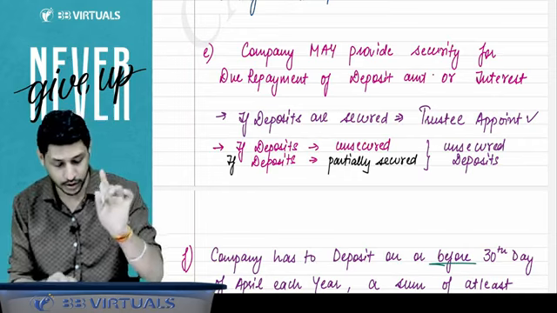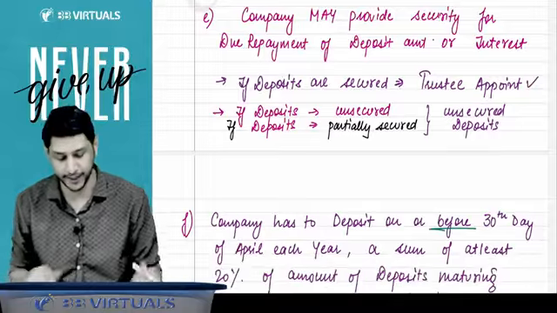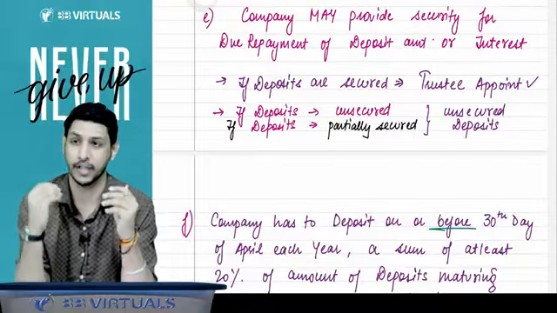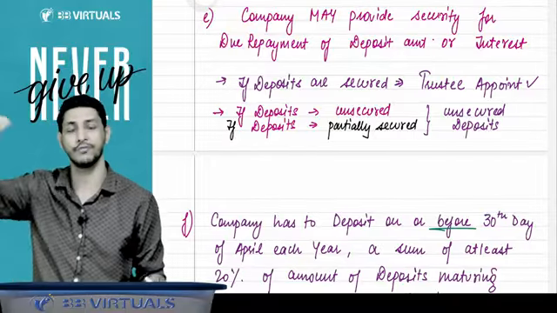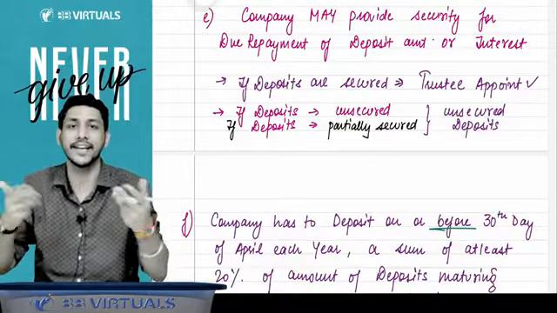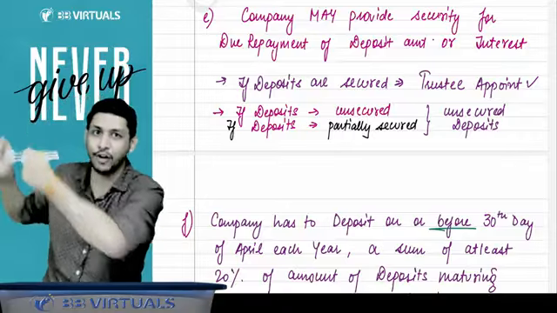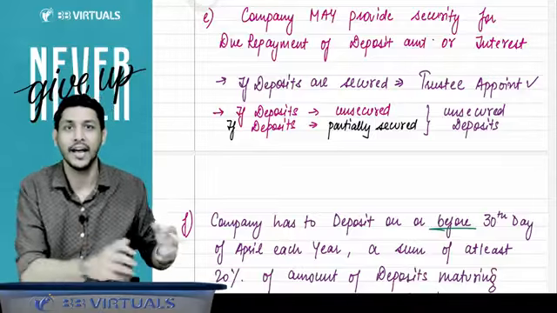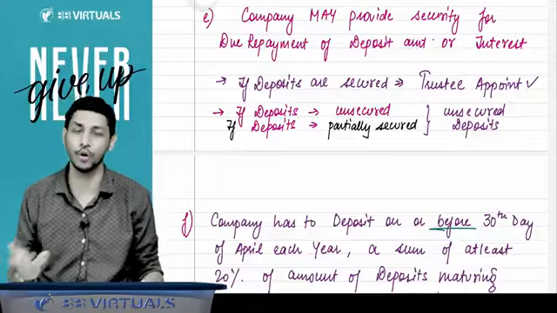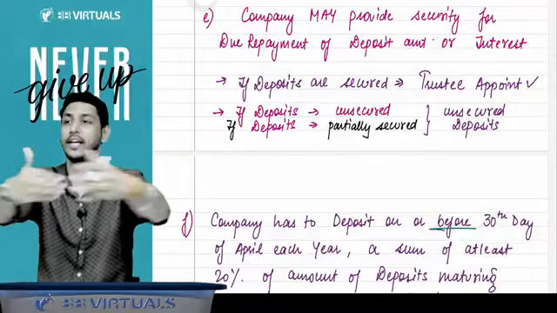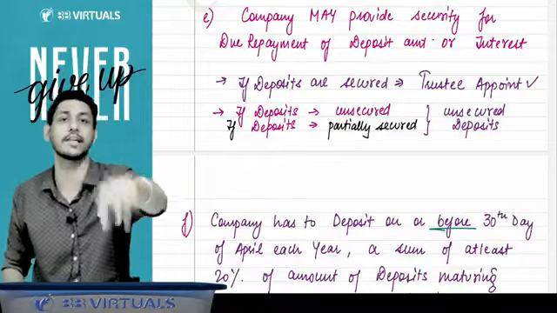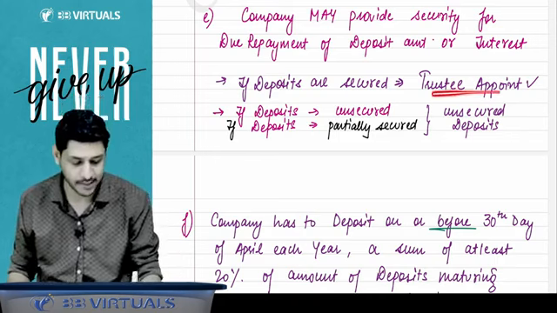But you should learn one very important point. If deposits are secured, then trustee appointment is mandatory, because if the deposits are secured, the depositors are so many in number. So how will you create security in favor of them? You will not be giving the gate of the building to someone, a wash basin to someone, and windows to someone. No. So how will you create security in favor of all those depositors? You have to appoint a trustee, and in favor of the trustee, the security is created. So trustee appointment is mandatory.